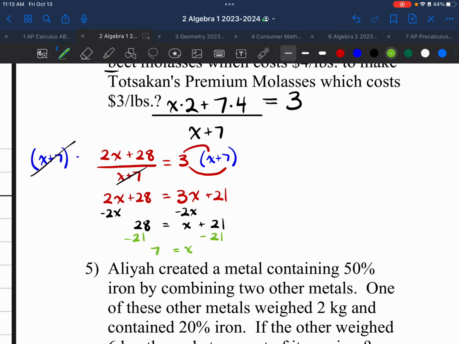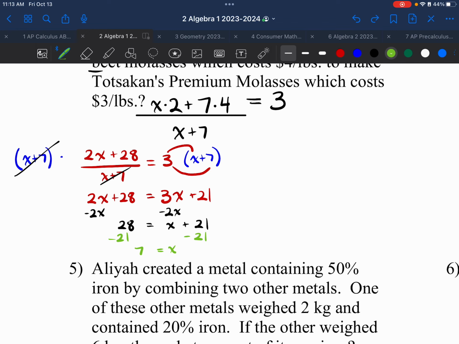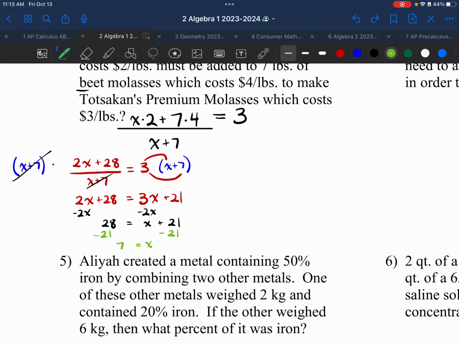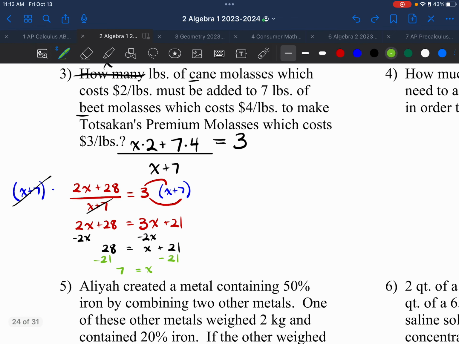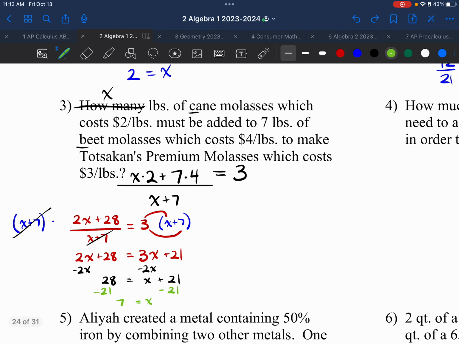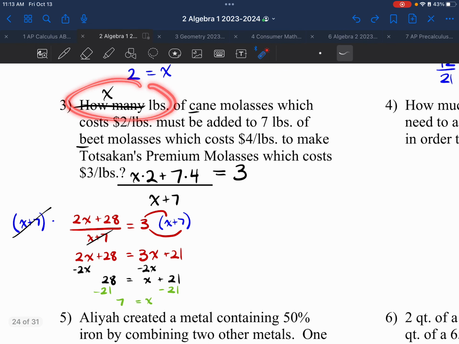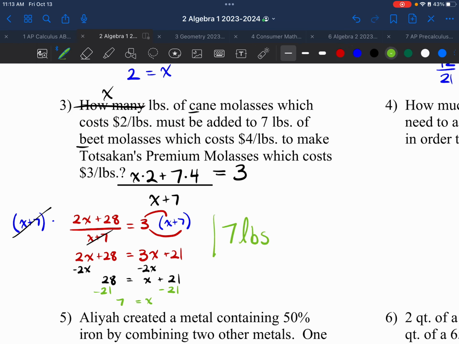So we have an answer. Many people want to box that answer. That's incorrect. You need to interpret that answer. Is that a price? Is it pounds? Is it price per pound? We're asking for how many pounds, so our answer is going to be pounds. We're going to bring pounds down here, and we're going to say this is 7 pounds, LBS.